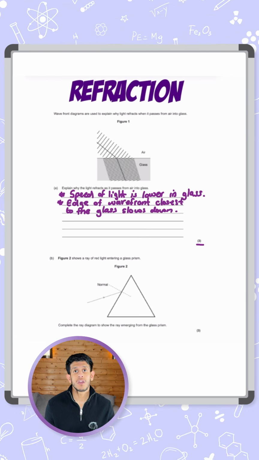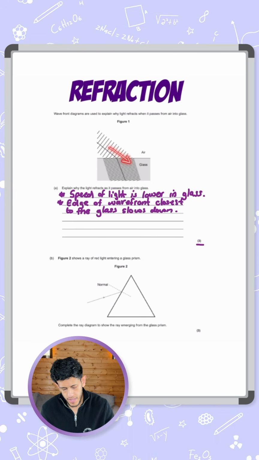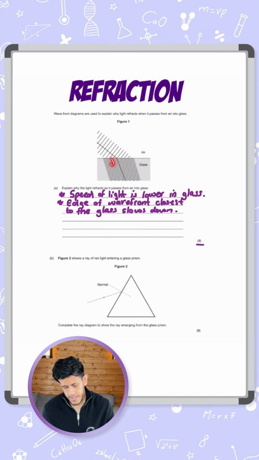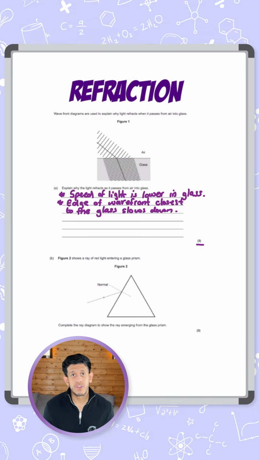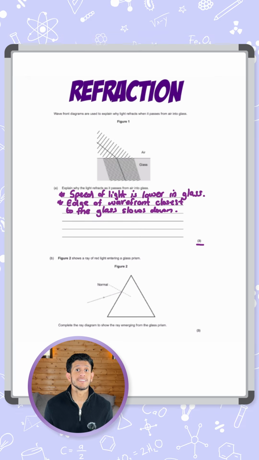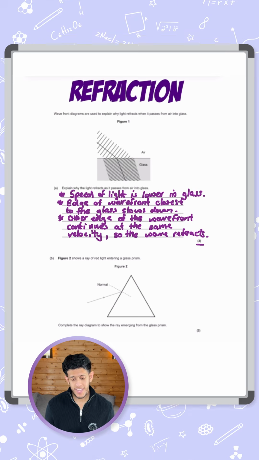And then for the third mark, we're going to say that the second half of the wavefront, here on the right hand side, will still continue at its same velocity for a bit longer, whilst this side, the left hand side, has slowed down. So we just need to mention that the other half of the wavefront continues to move at the same velocity, and therefore the wave refracts. And that's all you need for your 3 marks.